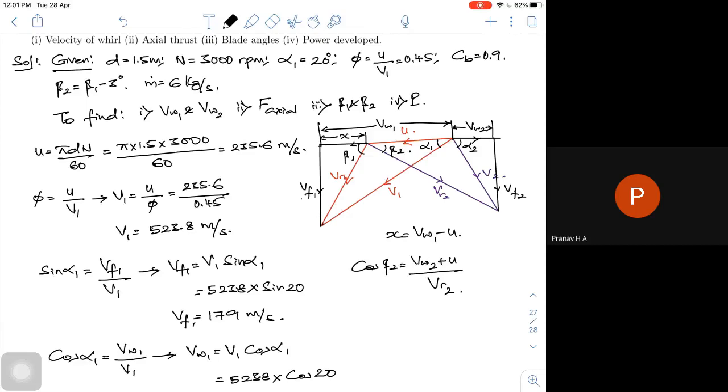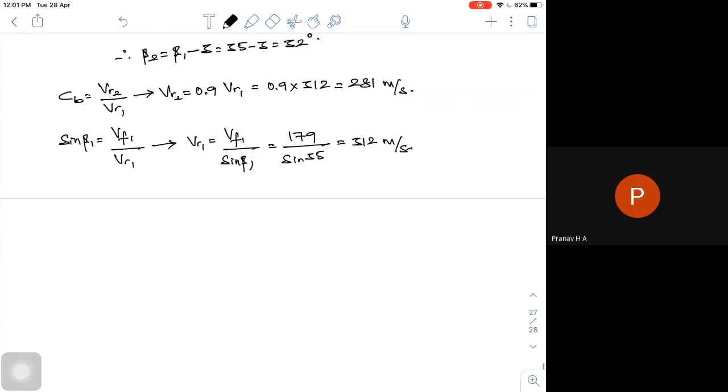So VR2, if I do that, I will use that same formula, that is cos beta 2 is equal to (VW2 plus u) divided by VR2. How to find VW2 plus u? I need to find that from this cos beta 2. What is the value of VR2? I know. What is the value of u? I know. From this I can easily find the corresponding VW2.